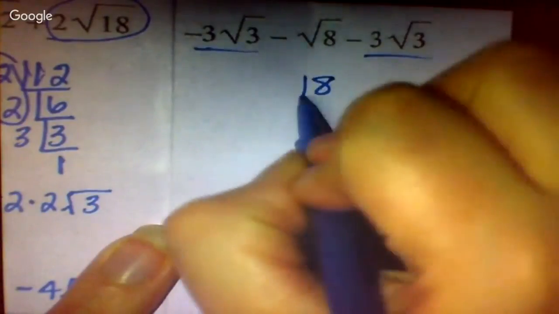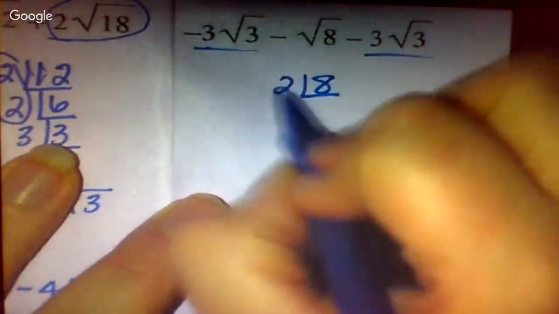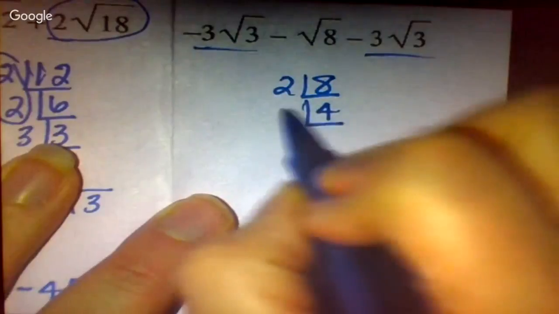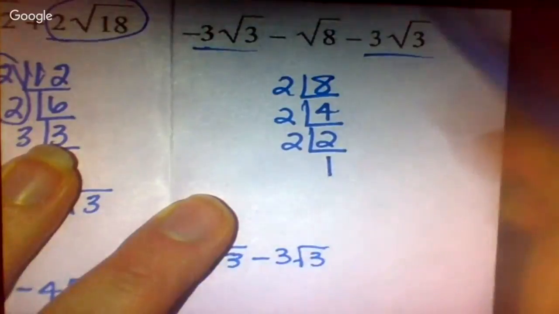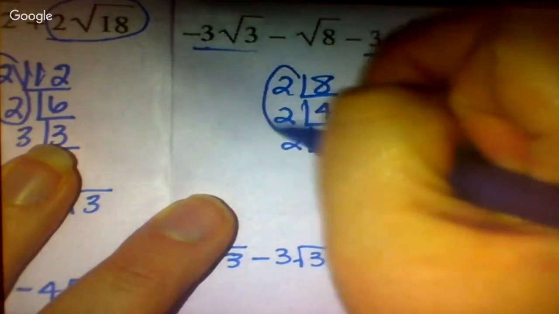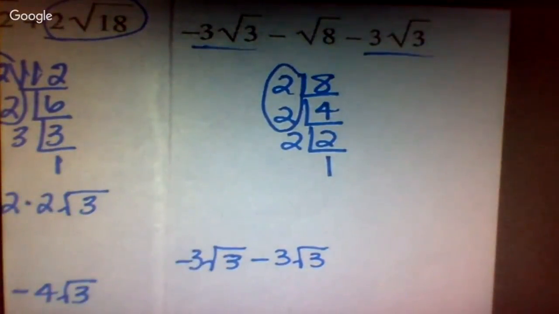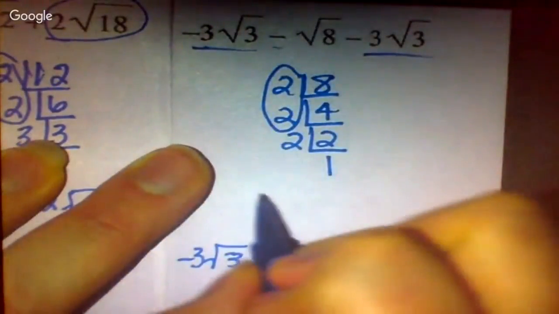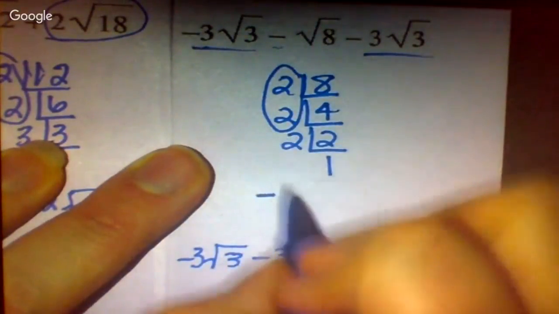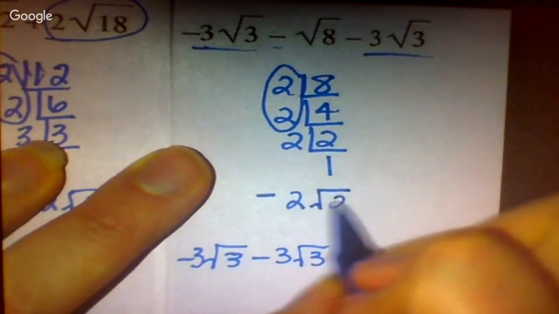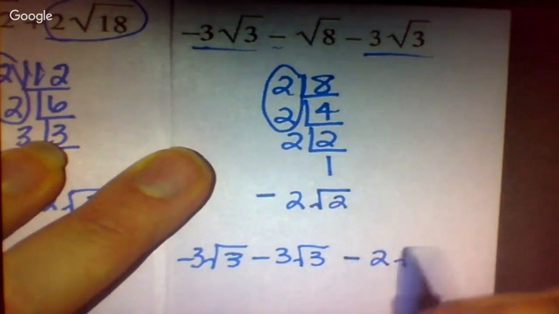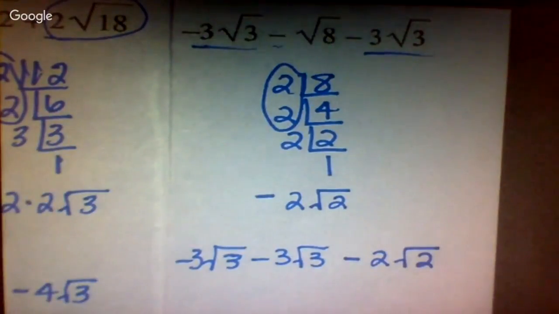Okay. Your 8 though breaks down into 2 and 4, 4 into 2 and 2, and 2 and 1. Groups of 2. That's all we're talking about. Okay. So don't forget there's a negative out front. So bring down that negative. I grouped a group of 2s that goes out front and then the square root of 2. So this is minus 2 square roots of 2.